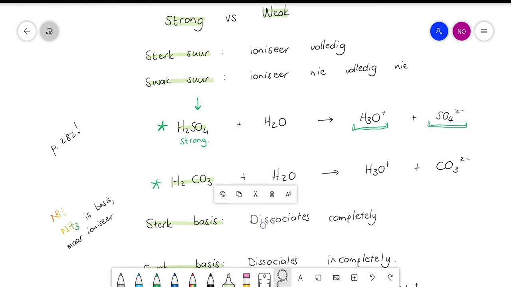Terwyl as ons gaan kyk na H2CO3, is dit 'n swak suur, wat beteken as ek dit in 'n beker gaan gooi, dan gaan 'n klomp van dit gaan na H3O+ en 'n klomp van dit gaan na CO3 2-, but some of it will still be in that form. In other words, they didn't ionize, so they're still drifting around in the water with their covalent bonds intact. Hulle het nie volledig geïoniseer nie.